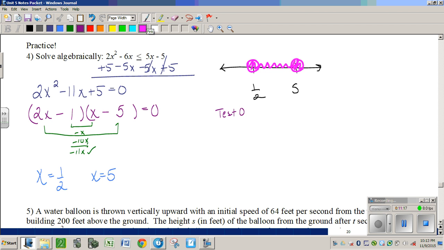Okay, now, I want you to pause this. I want you to write your answer in interval notation. Okay, do you remember your brackets? I hope you did.